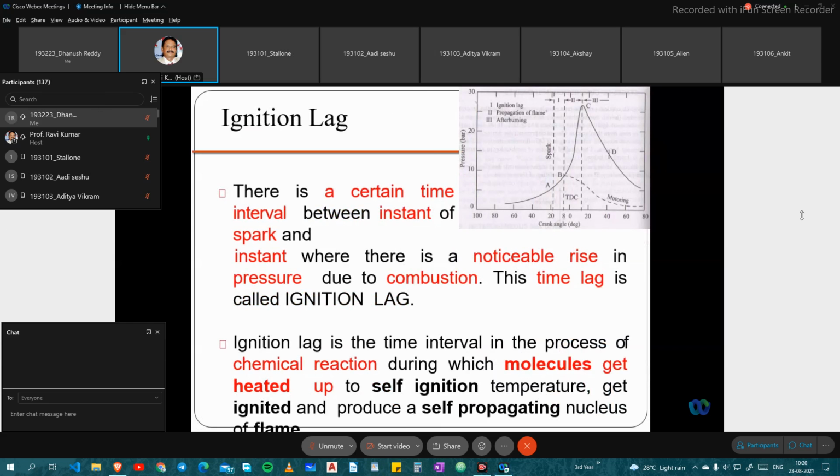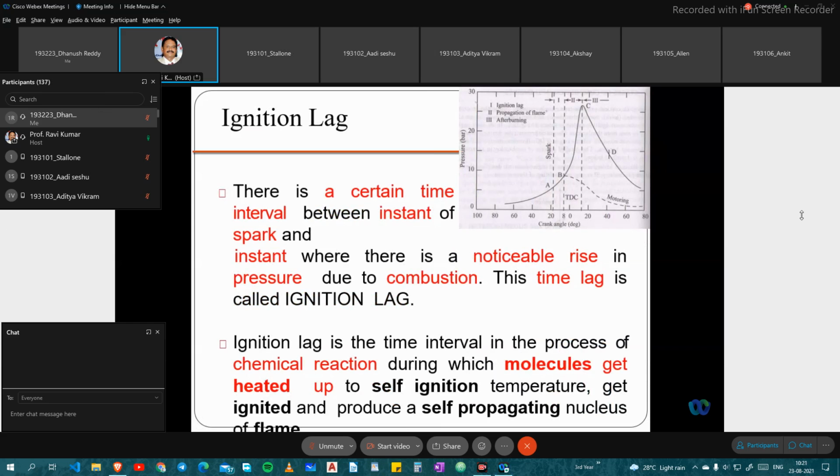There is a certain time interval between the instant of spark, where the spark is given from the spark plug tip, and the instant where there is a noticeable rise in pressure. Because only at the ending of the compression stroke do we give the spark, and this is followed by a noticeable rise in pressure due to combustion. This time lag, matching the ending of the compression stroke and the giving of the spark, is called the ignition lag.